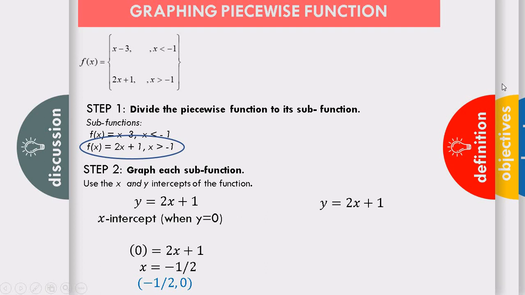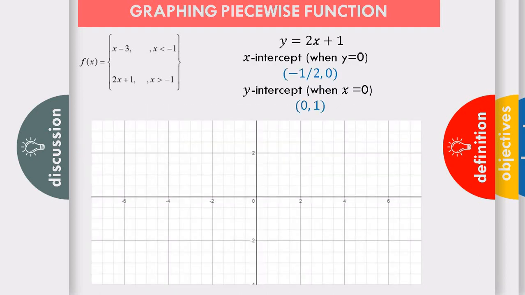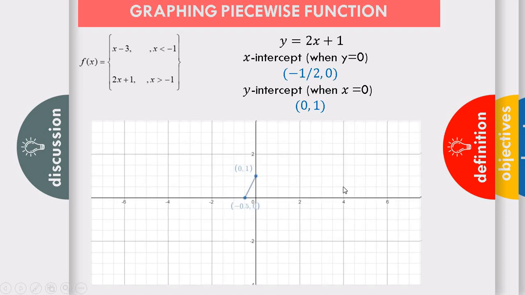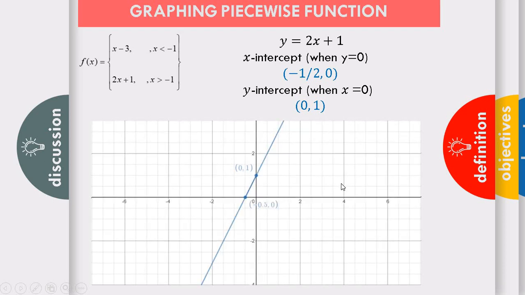Next, y equals 2x plus 1. For the y-intercept, change x to 0. So y equals 2 times 0 plus 1. 2 times 0 is 0, so y equals 1. So the second coordinate is (0, 1). Now we will graph the second subfunction. Given the two points, (negative 0.5 or negative 1 half, 0) and (0, 1), connect the two points and extend. So we now have the two graphs of the subfunctions.